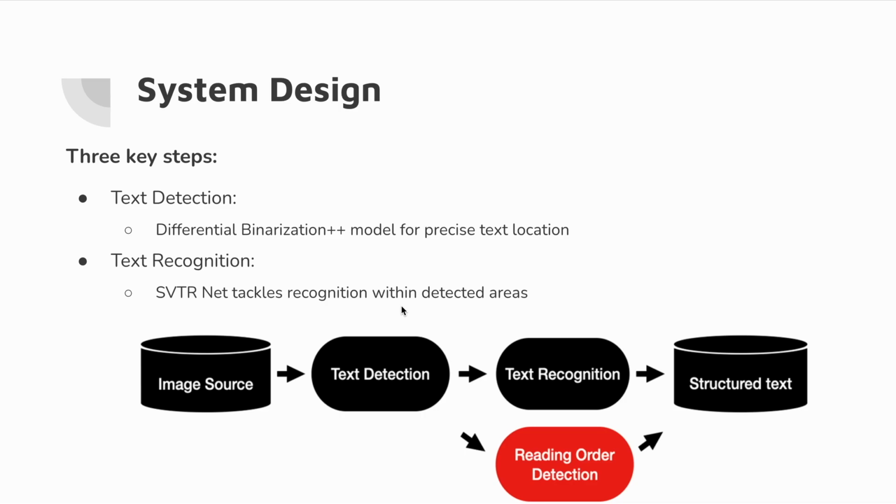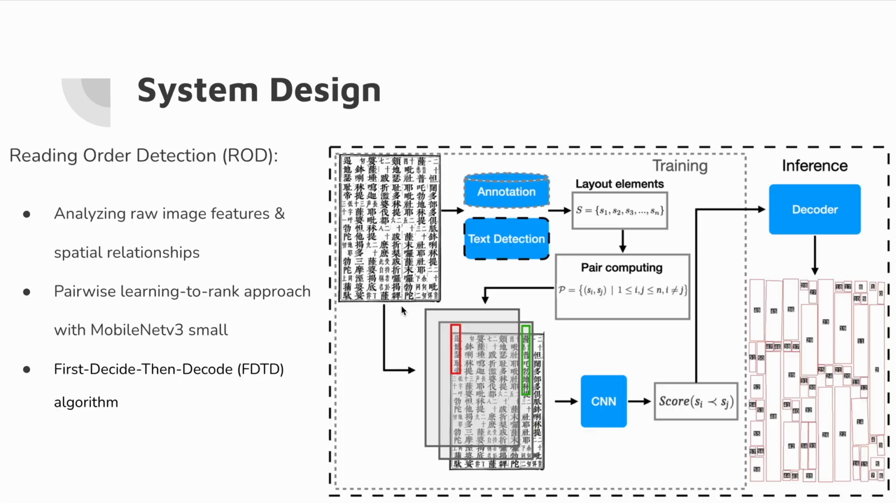Our system employs a three-stage process. Text detection: we utilize the Differentiable Binarization++ model for its precision in locating text regions within the image. And then we do text recognition and reading order detection simultaneously. In text recognition, we applied the robust SVTR-Net, which handles text recognition within the detected areas.